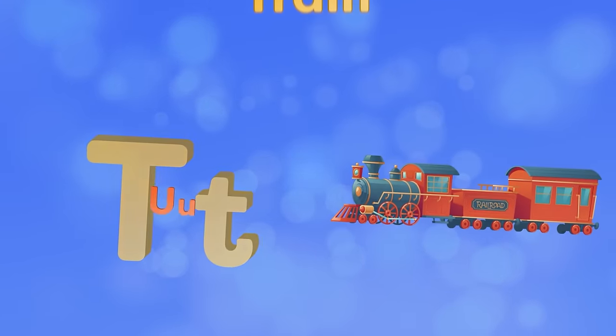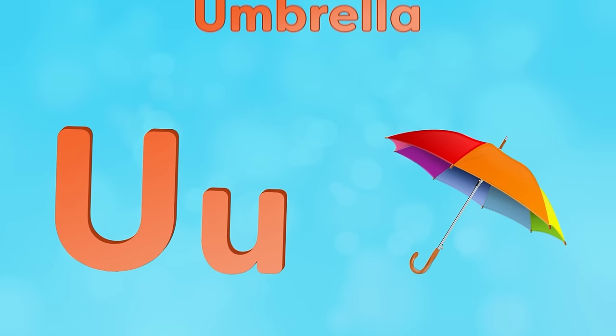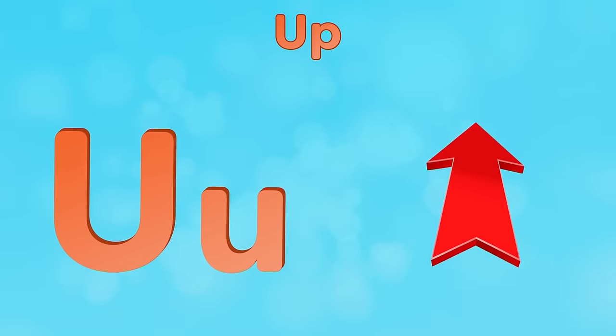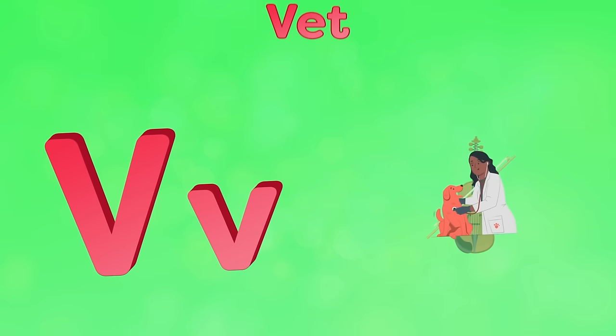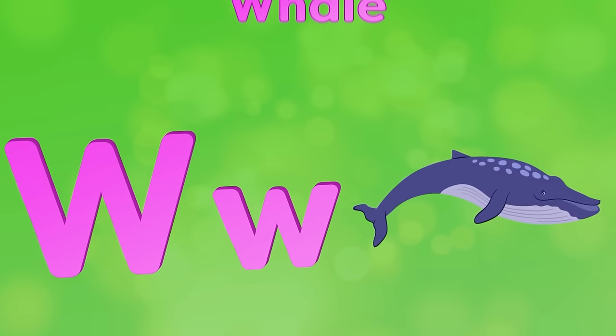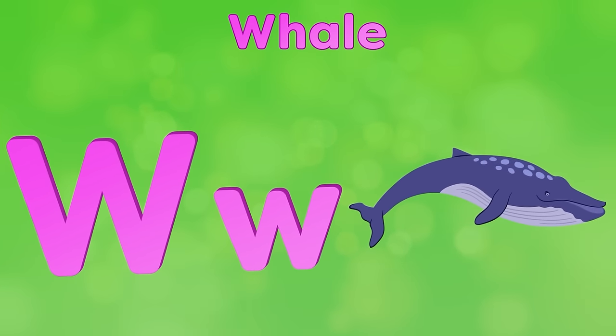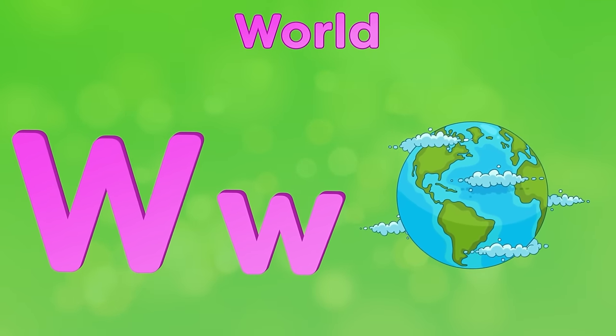Train. U is for umbrella, umbrella. U is for up, up. V is for violin, violin. V is for vet, vet. W is for whale, whale. W is for world, world.